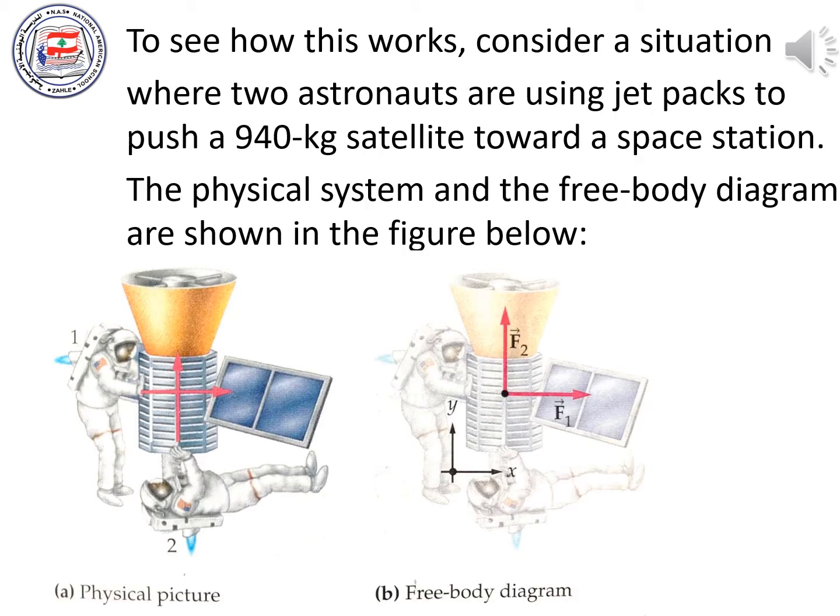To see how this works, consider a situation where two astronauts are using jetpacks to push a 940 kilogram satellite toward a space station. The physical system and the free body diagram are shown in the figure below. As you can see in the figure in front of you, to the left you have the physical picture, which is simply an image of the situation, and to the right you have a free body diagram. In the free body diagram, the object, which is the satellite, is represented as a dot, and the forces are represented as vectors coming out of that dot. The first force is of the first astronaut to the right, and the second force is of the second astronaut upwards. And the coordinate system is chosen appropriately according to this free body diagram, as you can see in the figure in front of you to the right.